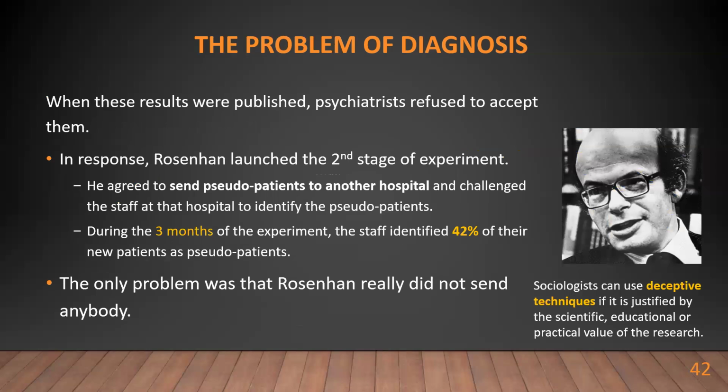When the results were published, psychiatric professionals refused to accept them. These were too shameful, too much exposure to what goes on. In response, Rosenhan launched a second stage of the experiment. He agreed to send pseudo-patients to another hospital and challenged the staff at the hospital to identify these pseudo-patients. And of course, it was a matter of honor for the industry. So during the 3 months of the experiment, the staff identified 42% of the new patients as pseudo-patients. The only problem was that Rosenhan really did not send anybody to any hospital.